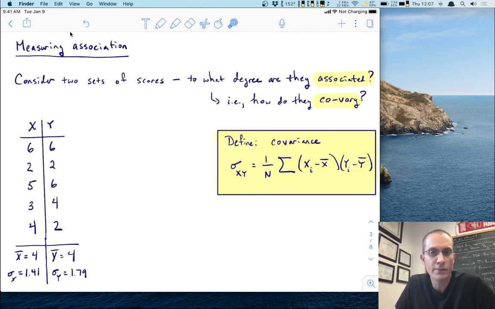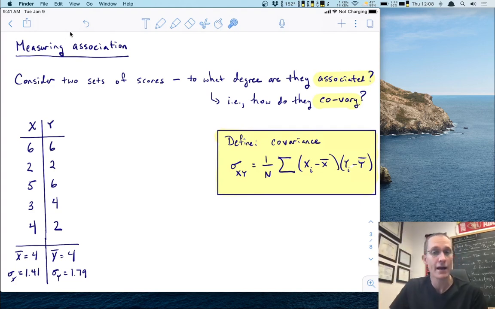In fact, we can define a formula that looks very similar to what we did with variance. To define covariance, we simply do this. We take the sum of the deviations of the x's from the mean of the x's times the deviation of the y's from the mean of the y's. So for each of these columns, we compute deviation scores, and then multiply those deviation scores together. When we multiply them together, we add them up, and then we divide by n. So it's like the average cross product of the deviation scores. That average is called covariance, and its symbol is sigma xy. Okay? So that's our covariance.